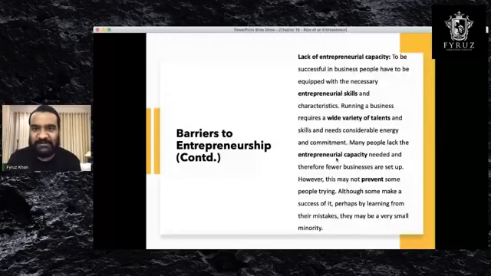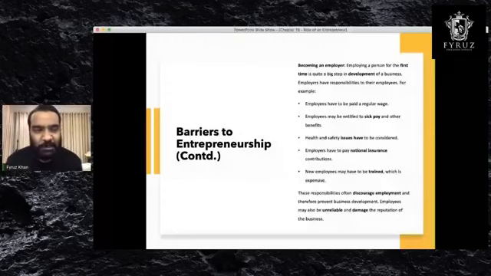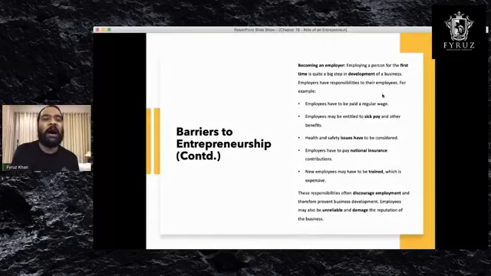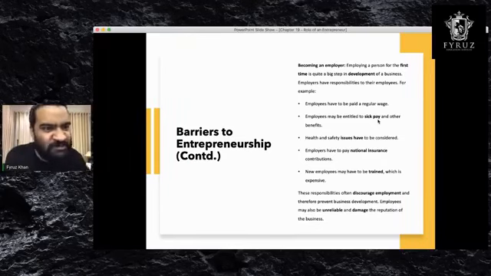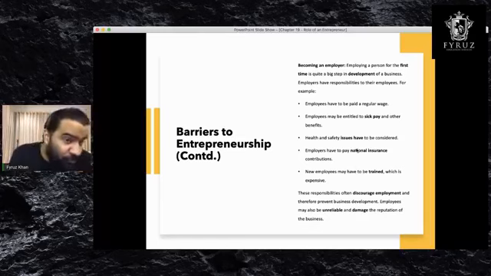Next up is being an employer. When you're hiring people, it's a lot of responsibility, because you have to pay them salary on time. If they're sick, you need to pay them sick pay. You need to take the responsibility. Some companies pay for food, lodging, transport. If there are any issues regarding health and safety or any other issues, you have to take care of it, right? Then taxes need to be paid.